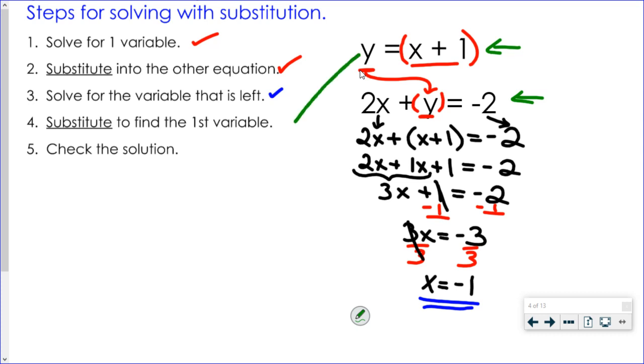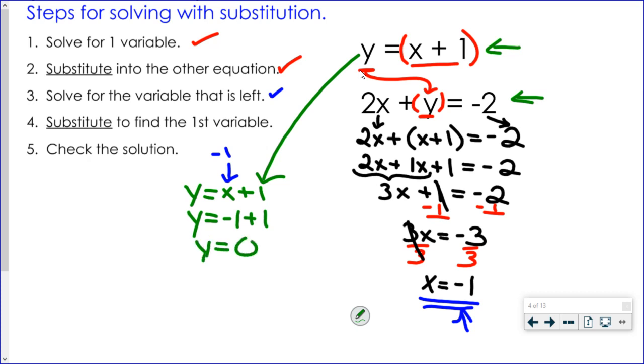Okay, so I'm going to take this top equation, which is y equals x plus 1, the way it is. But now I'm going to plug in a -1 for x because that's what x equals. Okay, so I'm going to have y equals -1 plus 1. Okay, and I'm going to do the work, so y equals 0. Okay, substitute to find the first variable or the other one, check.